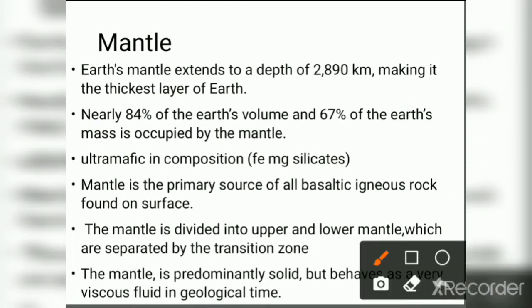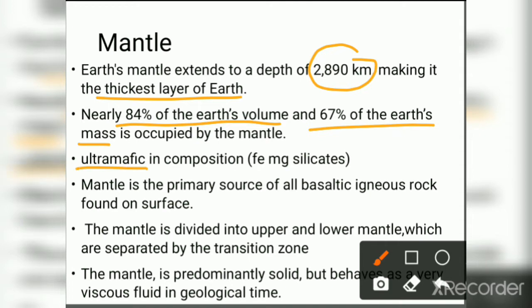The next layer is the mantle. Earth's mantle extends to a depth of 2890 km, making it the thickest layer of Earth. Nearly 84% of Earth's volume and 67% of Earth's mass is occupied by the mantle. I already mentioned that the crust is only 1% of Earth's volume. Here the mantle is 84% of Earth's volume. It is ultramafic in composition, which means rich in Fe and Mg silicates. The mantle is the primary source of basaltic igneous rock found on the surface.